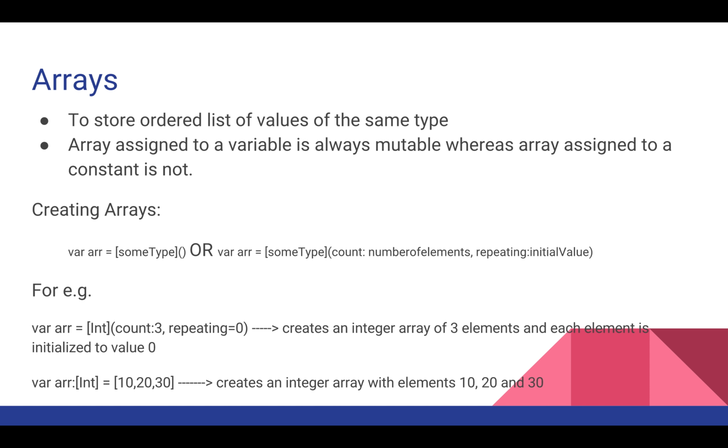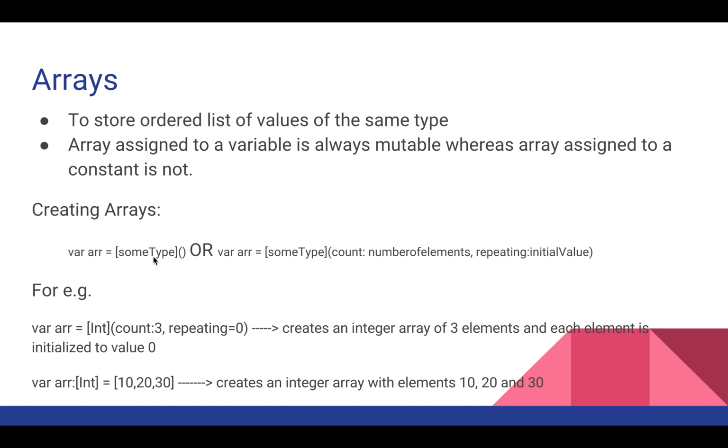Arrays. Arrays are the most commonly used data types in an application. Arrays in Swift are used to store an ordered list of values of the same type. Swift puts strict type checking, which does not allow elements of different types in an array. If you assign a variable to an array, then it's mutable. Arrays assigned to constants are not. You can create an empty array just by mentioning the data type of the array in square brackets.